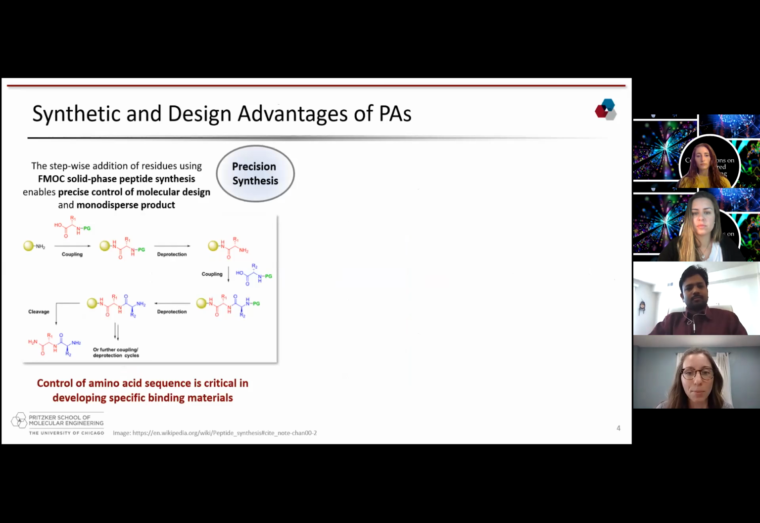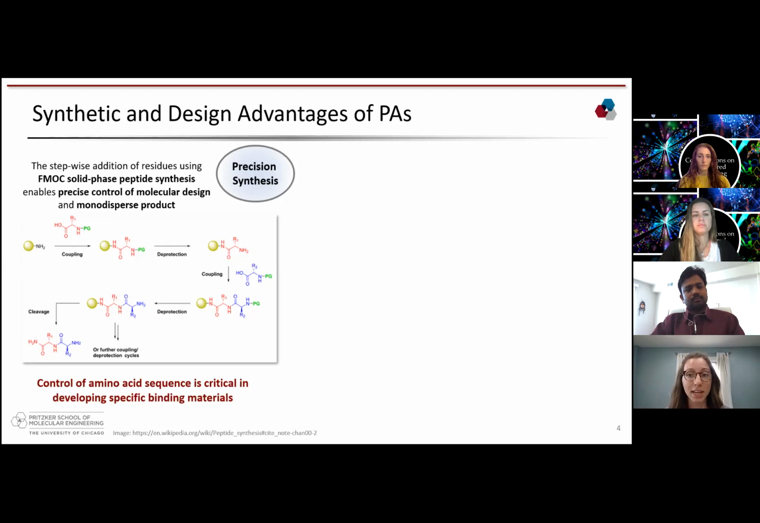So how are we able to have these precise building blocks? And we do that through precision synthesis techniques. And specifically, we use solid phase peptide synthesis. And the way that works is, you have a solid support, and then you can sequentially couple specific amino acids and basically obtain a precise control of the sequence that you want, and also a monodispersed product. And this control of amino acid sequence is critical in developing specific binding materials.